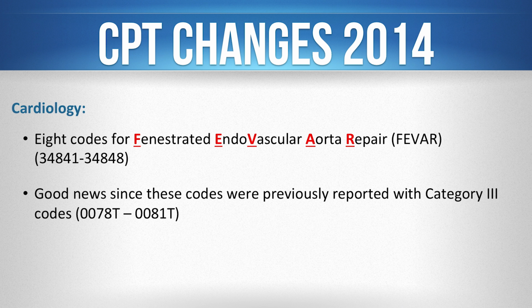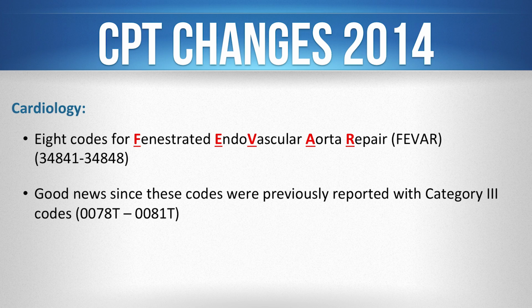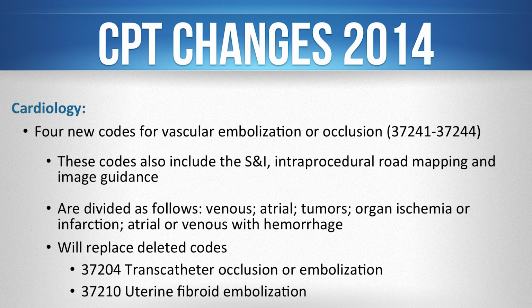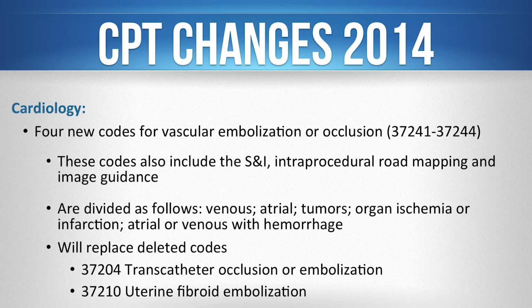There are 8 codes added for FEVR, which is nice because last year they were Category 3 codes, so they now made their way into the Category 1 section. We have 4 new codes for vascular embolization or occlusion. These codes also include the supervision and interpretation, so you might want to check these out. We'll have more information on the relative value units for these services as we get closer to 2014.